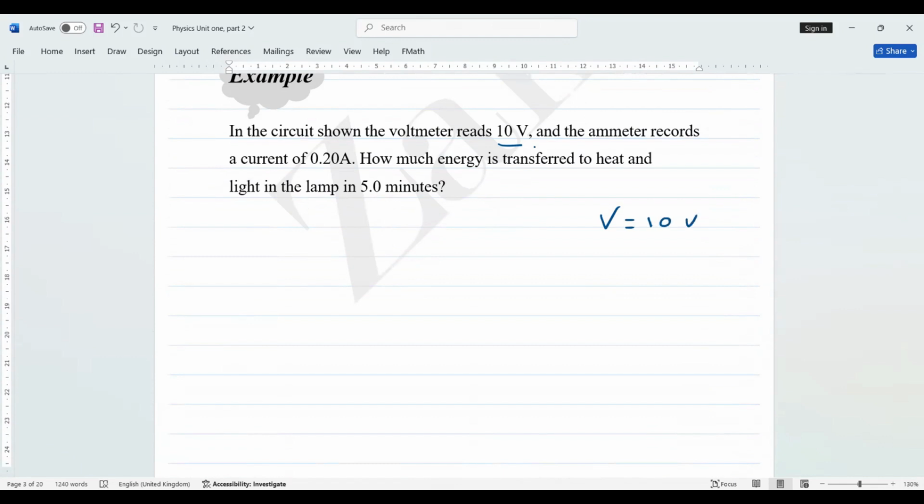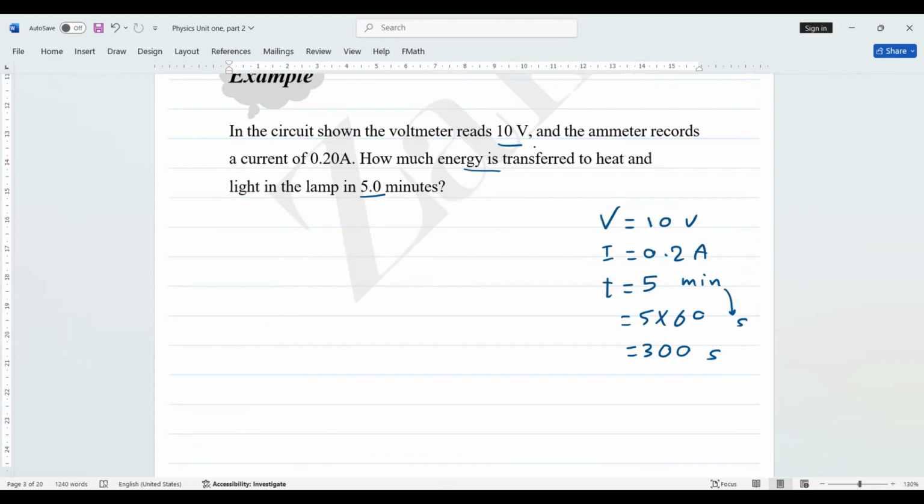And the ammeter records a current of 0.2 ampere. So this is the current. I equals 0.2 ampere. How much energy is transferred to heat and light in the lamp in 5 minutes? Then we have the time. The time equals 5 minutes. Now, we have to convert minutes to seconds. Then we multiply by 60 to convert from minute to second. 5 times 6 equals 30. So 300 seconds, this is the time.